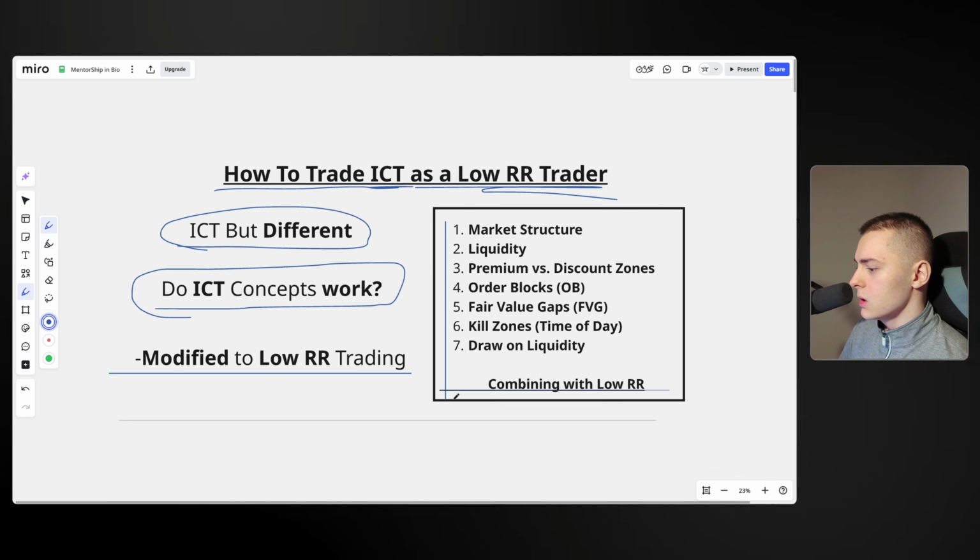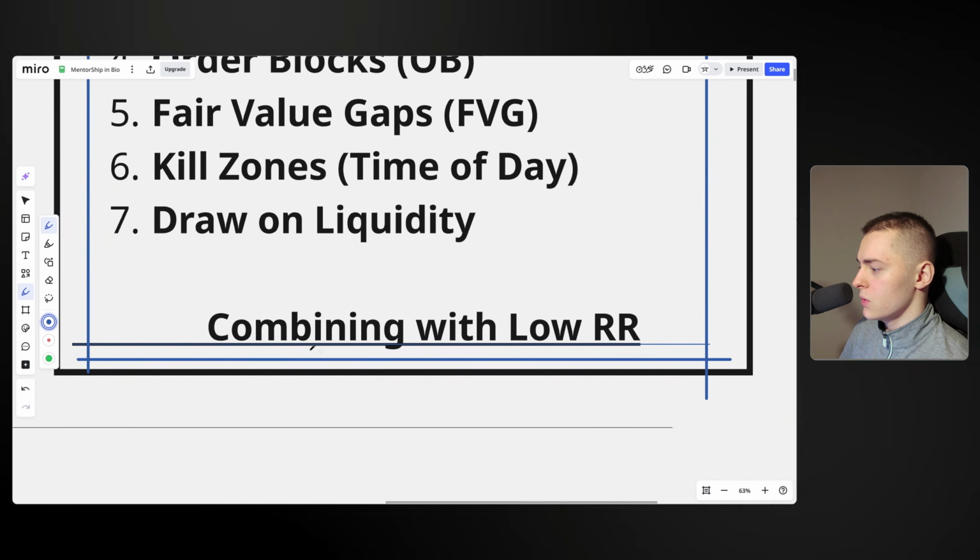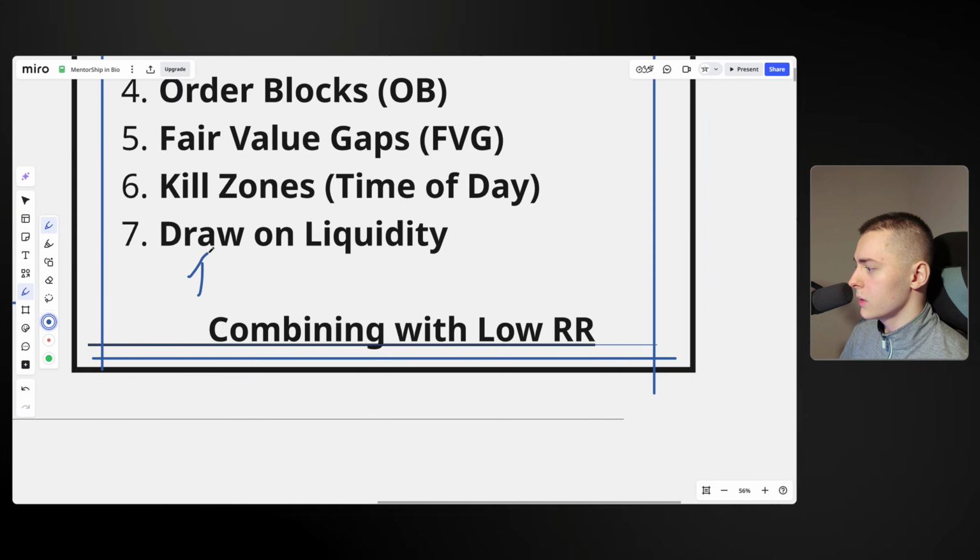And here you can see all of the different things that I'm about to teach you, right? We'll go over the different structures, liquidity, premium to discount, and so on and so on. And by the end, I will also show you how you can combine all of the following above with low risk to reward, so you'll be able to trade just like me.